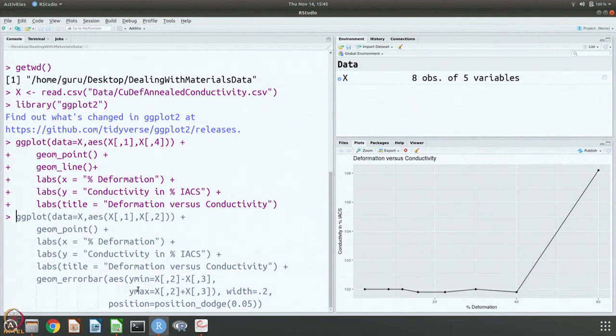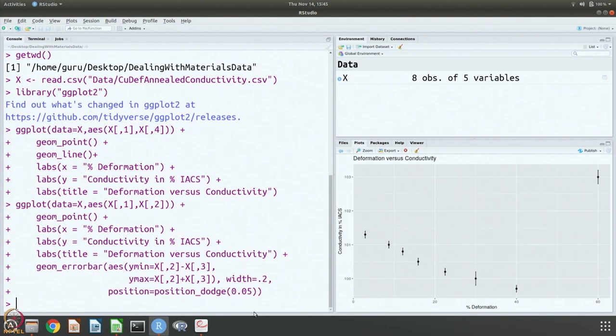And what is the error bar? So we are going to take the standard deviation plus or minus about the mean, right? And so that is what we have done here, and let us look at the plot. So you can see that the conductivity with deformation decreases, and these are the error bars. For example, these two have some overlap, but this and this, or this and this, have certainly decreased.